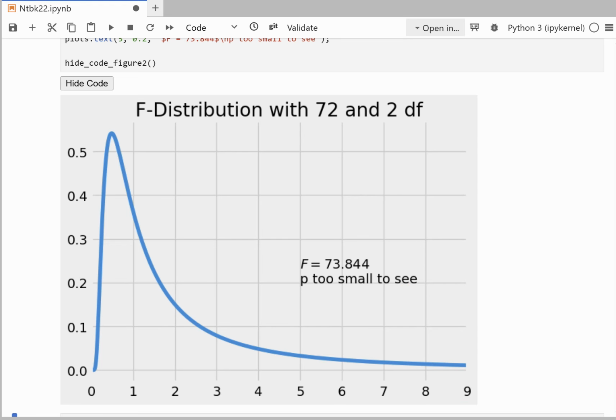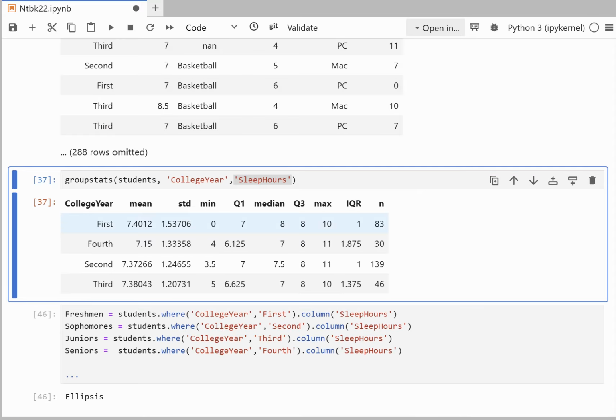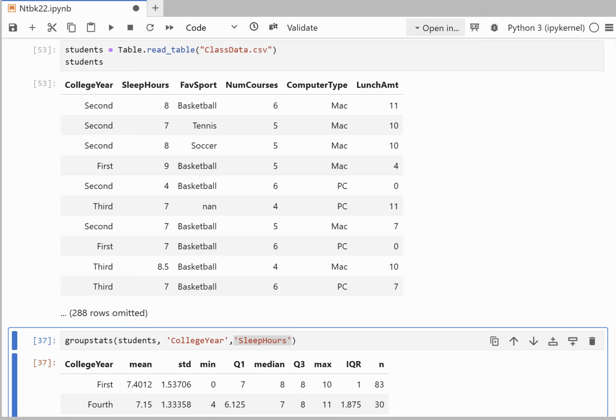And let me clean up, and we can step forward. What do we have? We have the student data, and notice that we have sleep hours. So we're going to estimate, or we're going to compare the average number of hours of sleep per night that these students get. Okay.